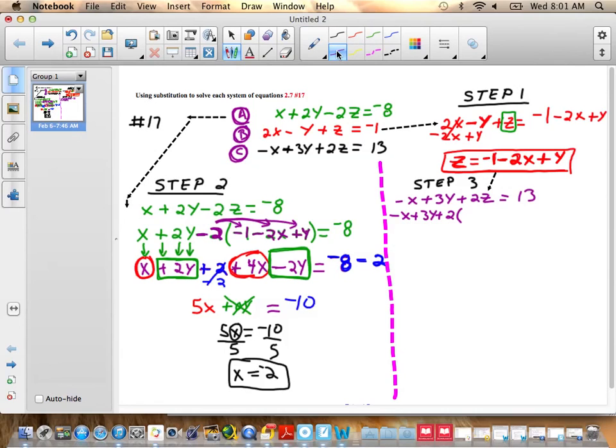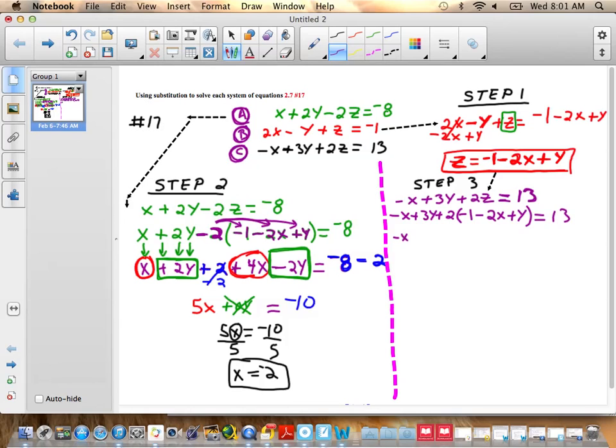So then where z is negative 1 minus 2x plus y. And then I still have my equals 13. So I have to say equals 13. All right? And then again, I'm going to drop it down.